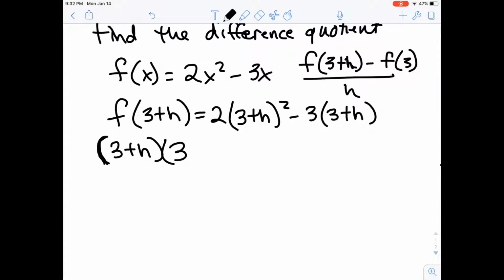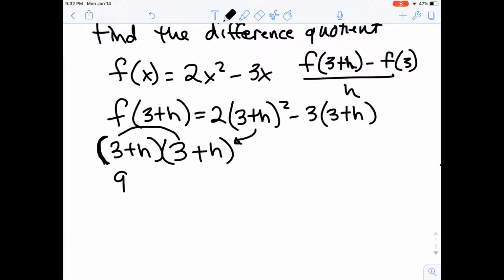a set of procedures to make sure that you distribute properly. So (3 plus h) squared is basically written out as 3 plus h times itself. And then FOIL. FOIL stands for first, outer, inner, last. I'm going to take the first terms and multiply them together. So 3 times 3 is 9.